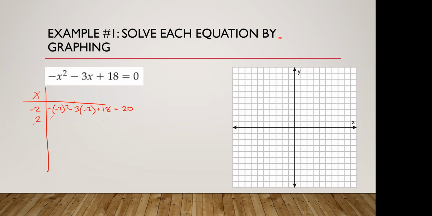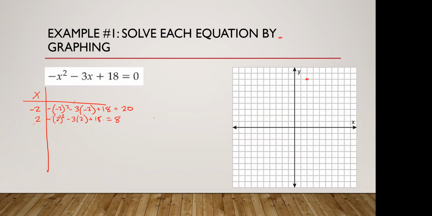When I plug in positive 2, that's negative out in front, 2 squared minus 3 times 2 plus 18. I follow order of operations and I end up getting positive 8. So when x is positive 2, y is positive 8. 1, 2, 3, 4, 5, 6, 7, 8. So it's still pretty high on my graph here.